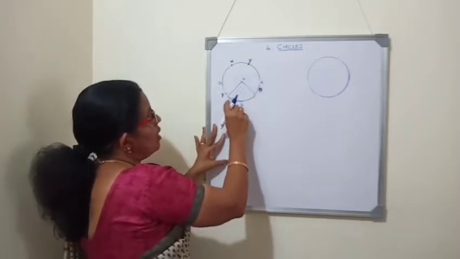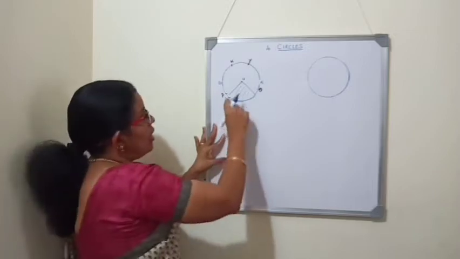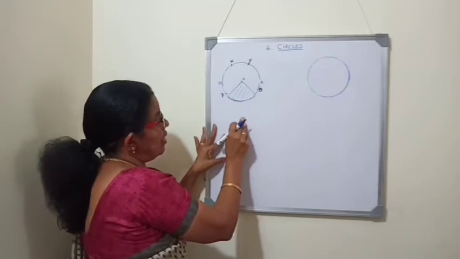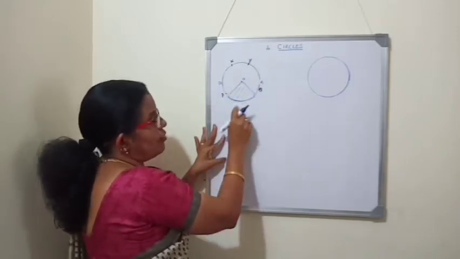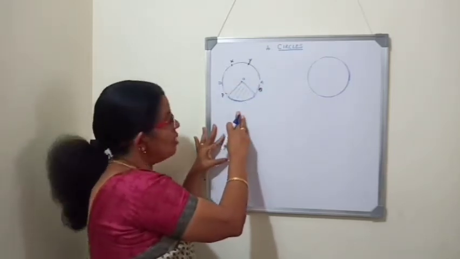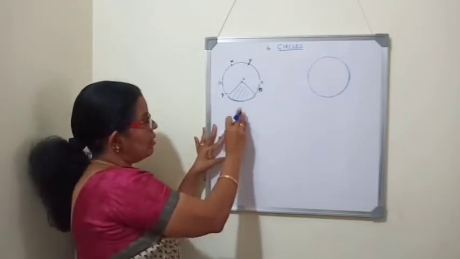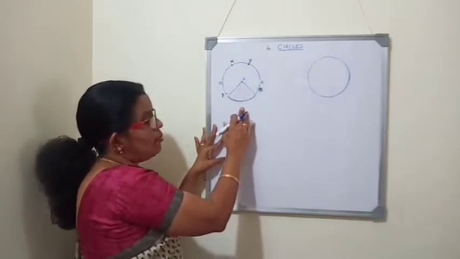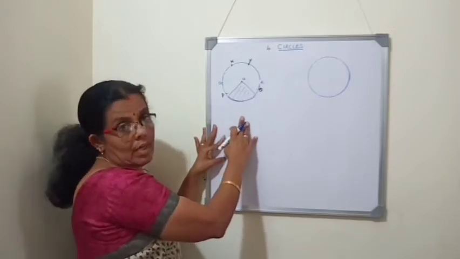And what is the circumference of a circle? The total length of the circle is called the circumference of a circle. Total length or perimeter of the circle is the circumference of a circle. So radius, diameter, arc, segment and sector. These are the basic terms related to circle.